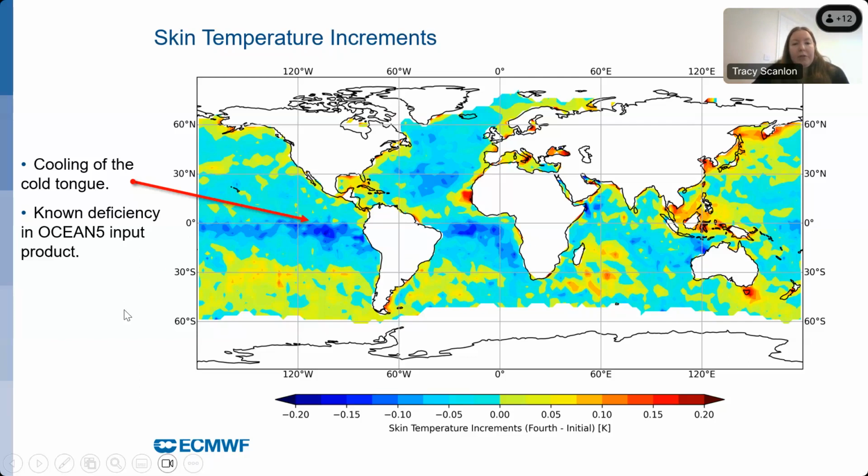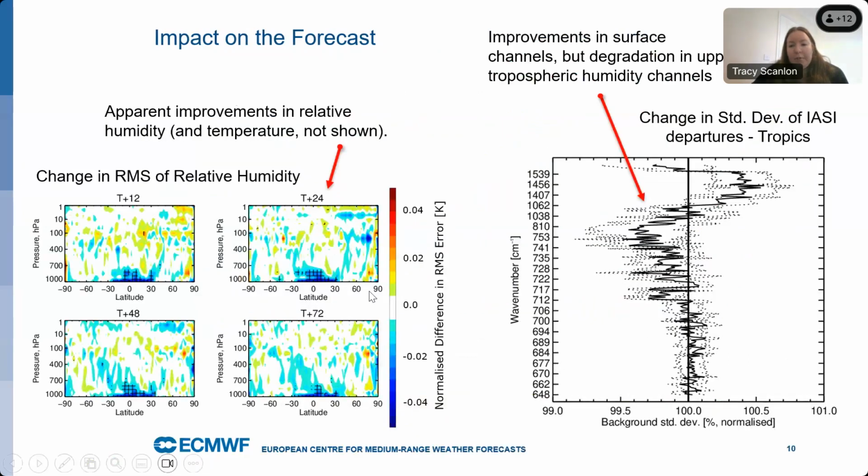So let's move on quickly past the forecast scores a bit. We're limited on time, but here we have an apparent improvement in the humidity, which is also in the temperature, when we look at the impact of including the skin temperature in 6 and 10 gigahertz. However, we're not sure if this is actually real, because we also see this effect in independent observations.